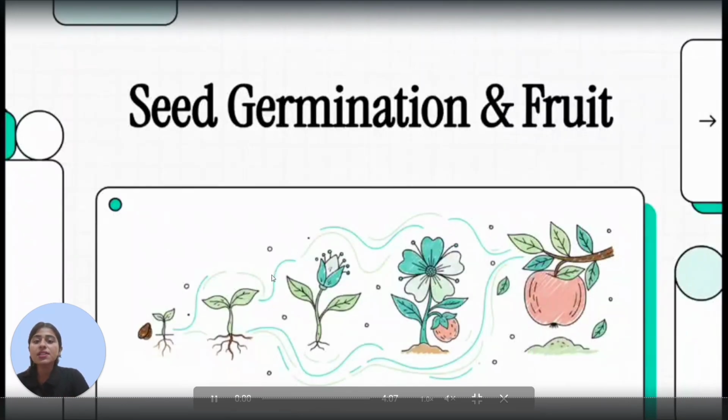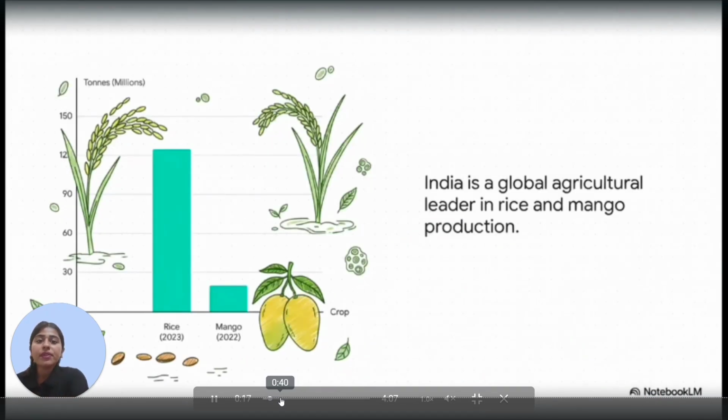So, as you can see, India is the largest producer of mango and rice. So, how is India able to produce this much mango and rice? This is by a process called seed germination and seed production. As you can see from the statistics, rice production in 2023 was approximately 12 million tons and mango production was a little bit less than 30 million tons.